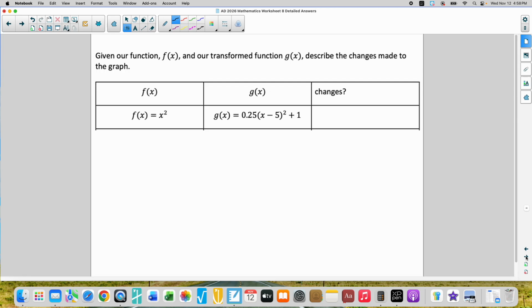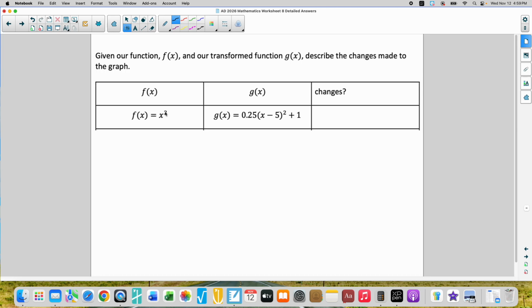New problem. Given our function f of x and our transformed function g of x, describe the changes made to the graph. So this is the parent, and this is technical. So let's go to Desmos. I'm going to show you that shifting.